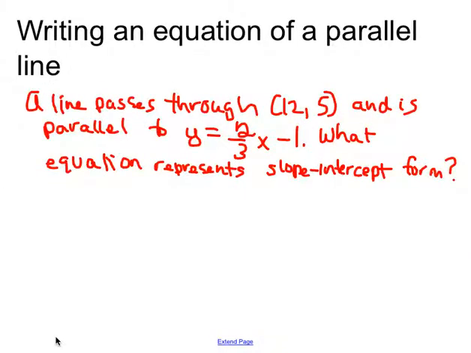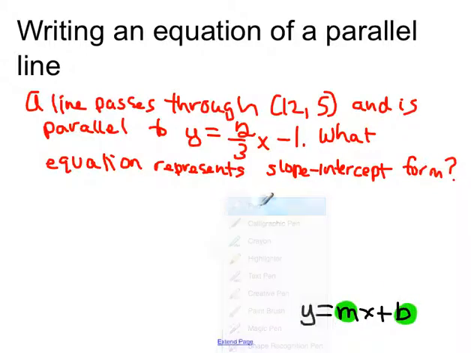Okay, next example here, we're going to look at a line that passes through (12, 5) and is parallel to that given line. What equation represents it in slope-intercept form? Okay, so we're going to start off with what our ultimate goal is. Our ultimate goal is to get y equals mx plus b. And we know from our work with slope-intercept form that I need to know what my slope is and I need to know what b is.